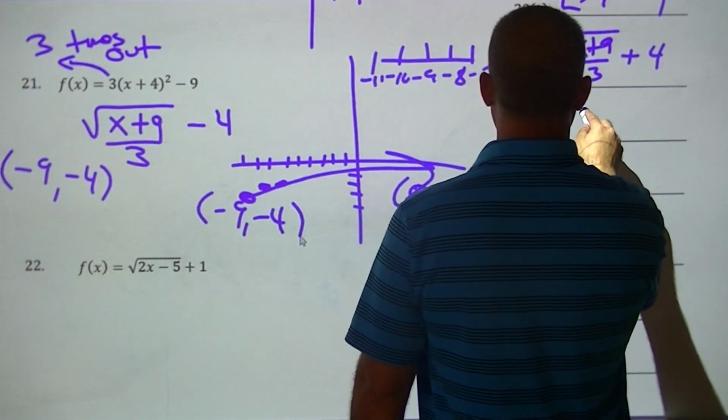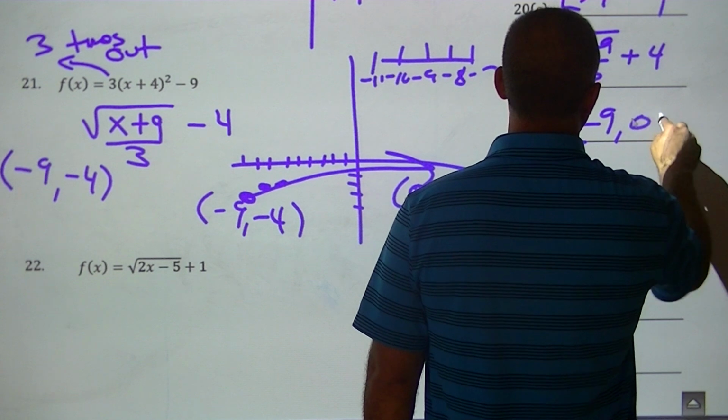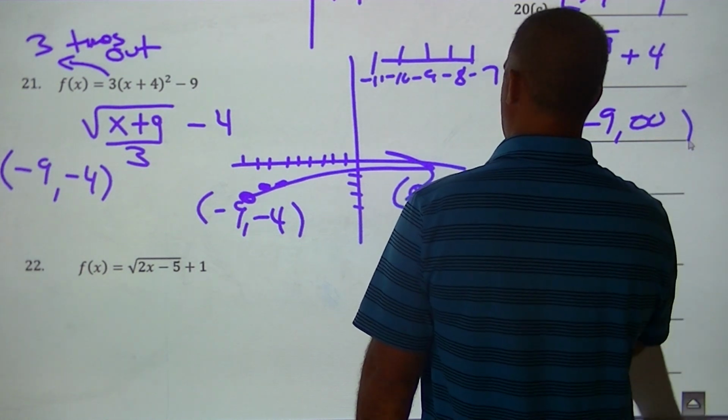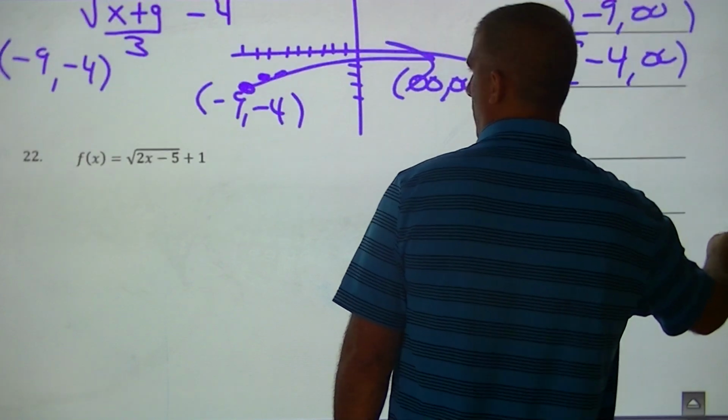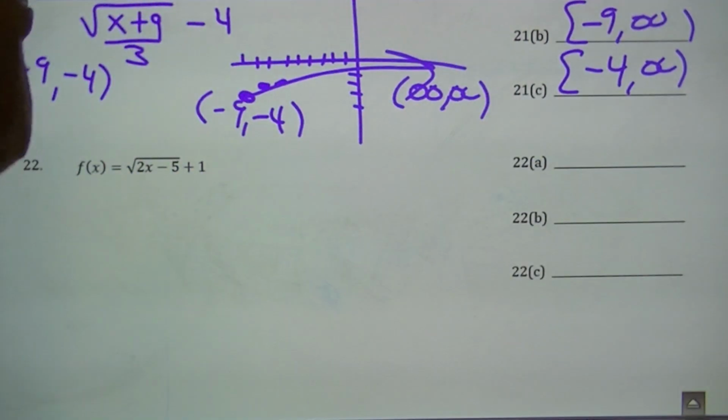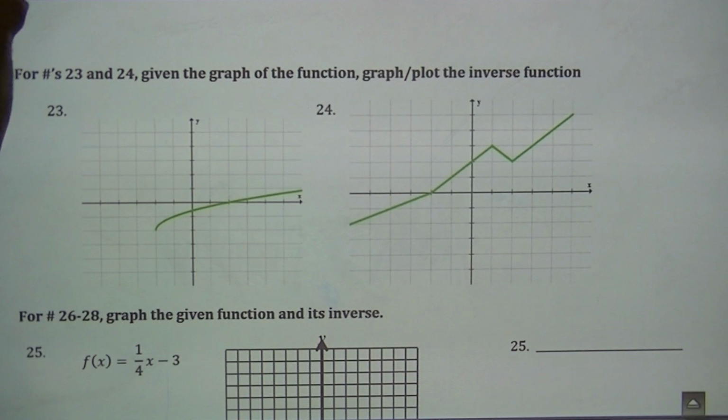Okay, my smallest x value is negative 9, biggest is infinity. My smallest y value is negative 4, my biggest is infinity. Okay, moving on to 22. I think it's the last few of these that we have to do. Yep. 22.